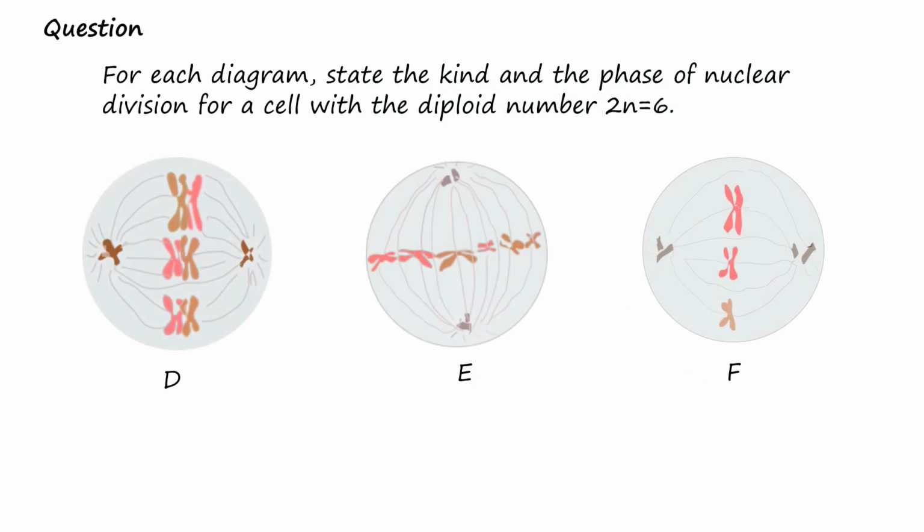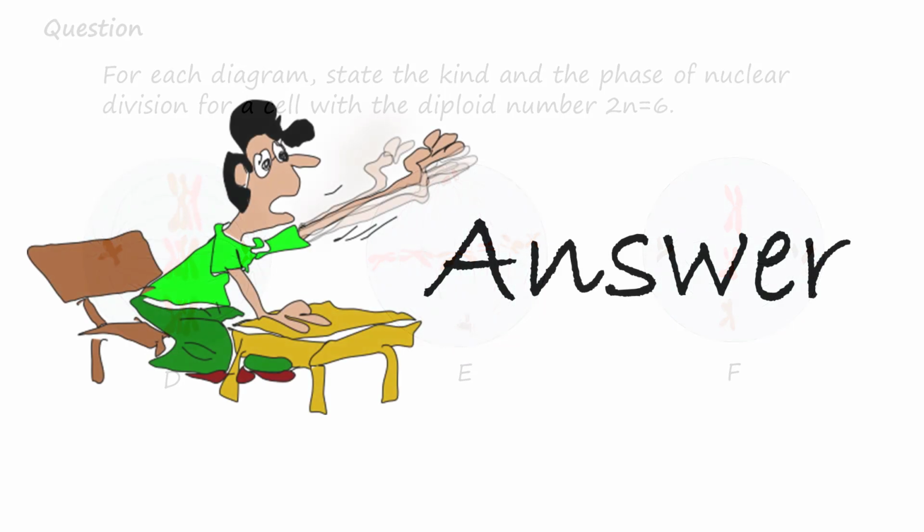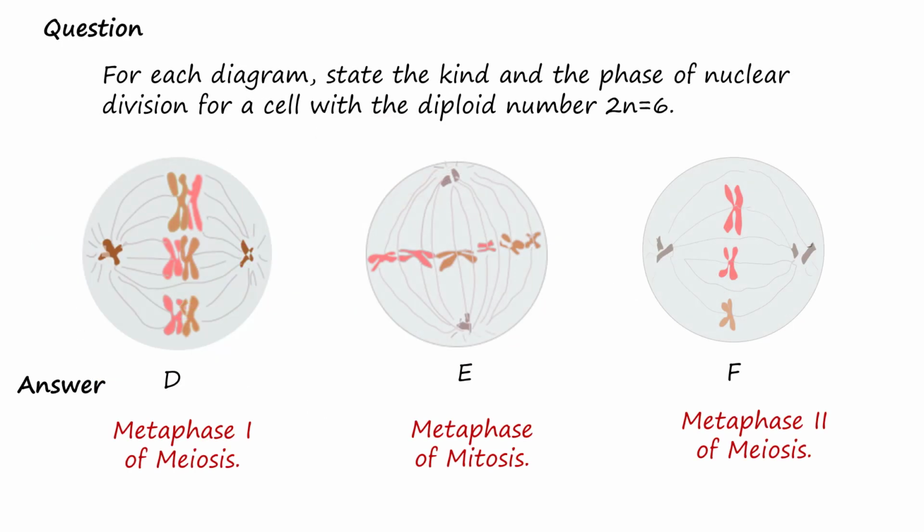Which of them are undergoing mitosis, meiosis 1 and meiosis 2, and which phase of cell division are each of them in? Answer: D is a cell in metaphase 1 of meiosis, where chromosomes are in pairs along a straight line through the middle of the cell or equator.